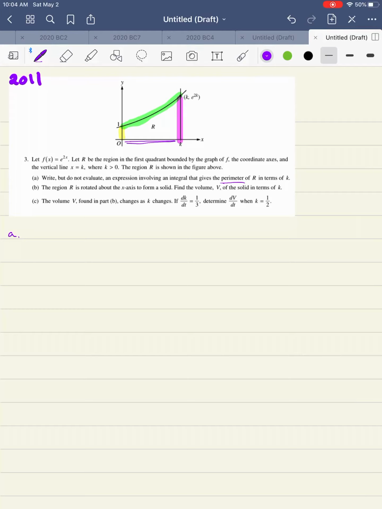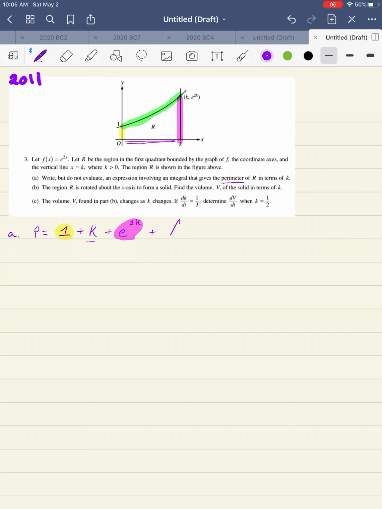So perimeter, go piece by piece. So that yellow line is a length of 1, because that's just how tall it is, 1. The purple line on the bottom is k. So from 0 to the pink line is k units. And then the pink line, that's the height there, is e to the 2k. All right, so this is the yellow thing. This is the pink thing. That's the purple thing. And then the green part is your integral. So the green part is your arc length.